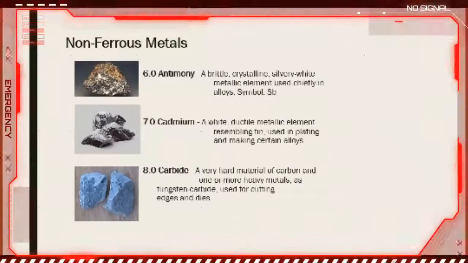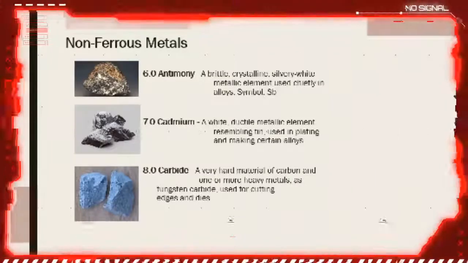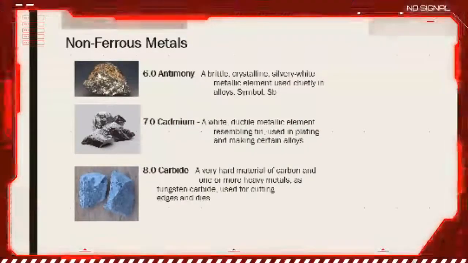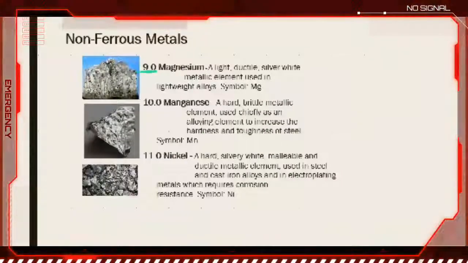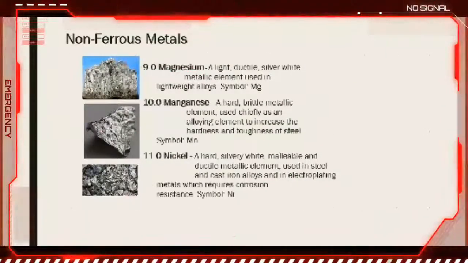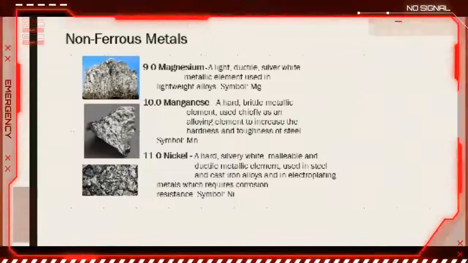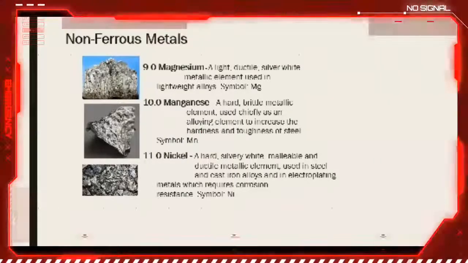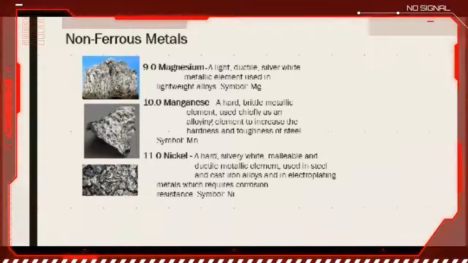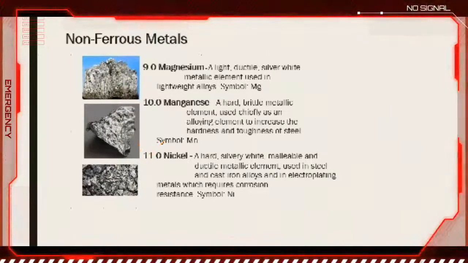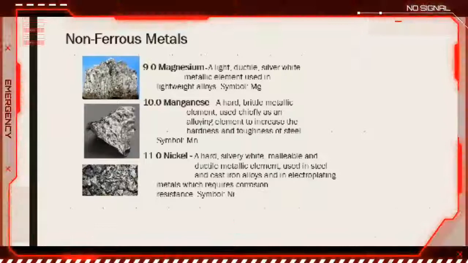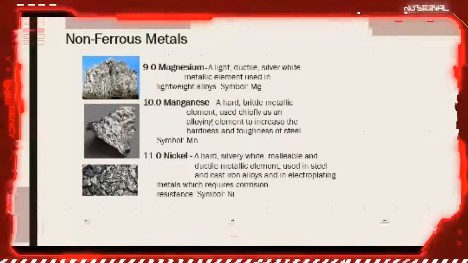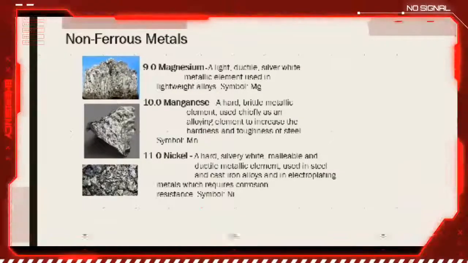Carbide, a very hard material of carbon and one or more heavy metals, as tungsten carbide used for cutting edges and dies. Next is magnesium, a light ductile silver-white metallic element used in lightweight alloys, symbol Mg. Next is manganese, a hard brittle metallic element used chiefly as an alloy element to increase the hardness and toughness of steel, symbol Mn. Nickel, a hard silvery white malleable ductile metallic element used in steel and cast iron alloys and in electroplating metals which require corrosion resistance, symbol Ni.